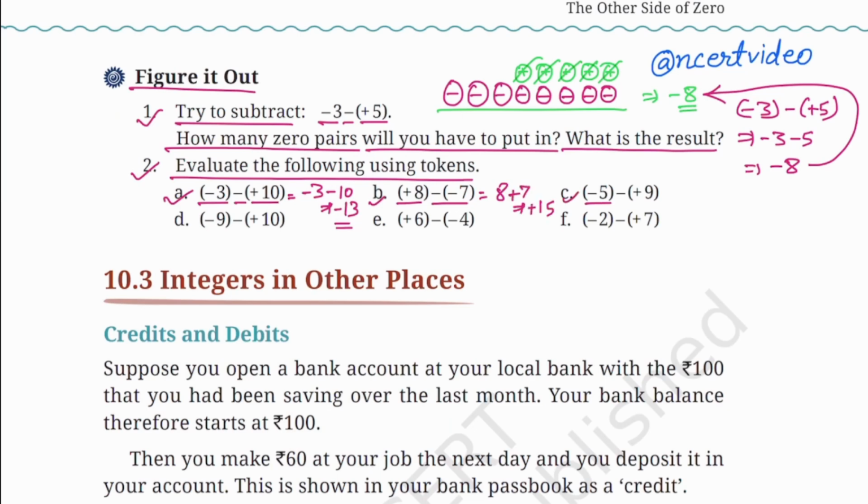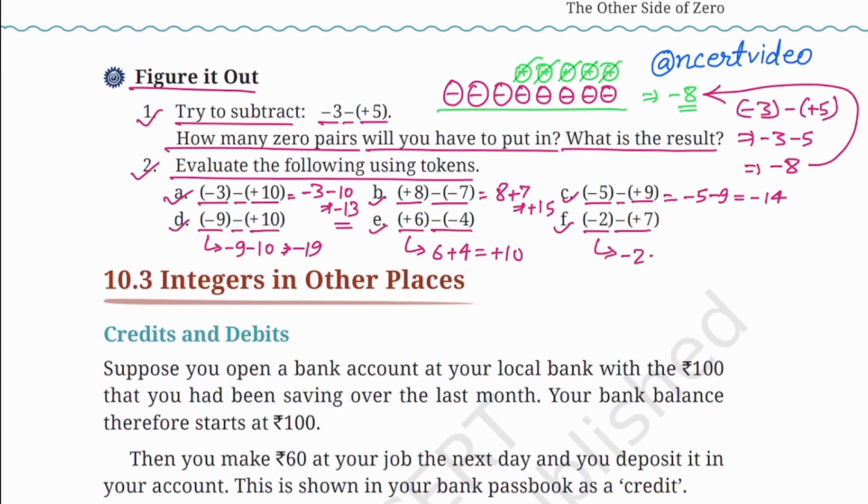C, minus 5 minus plus 9. Minus 5 minus 9 is equal to minus 14. D, minus 9 minus plus 10. Minus 9 minus 10 is equal to minus 19. E, plus 6 minus minus 4. 6 plus 4 is equal to plus 10. F, minus 2 minus plus 7. Minus 2 minus 7 is equal to minus 9.